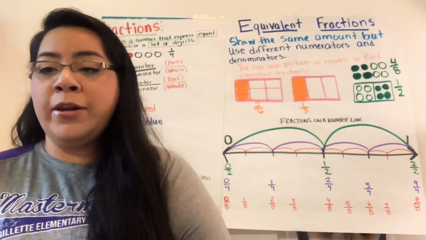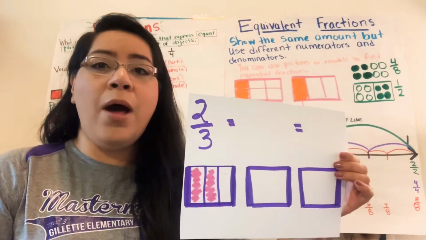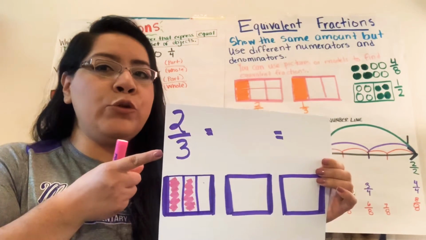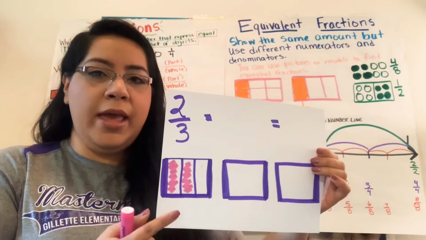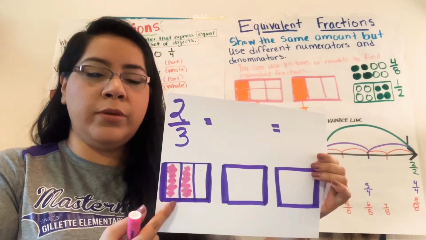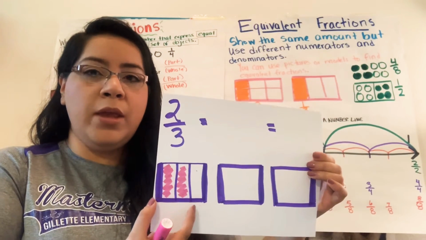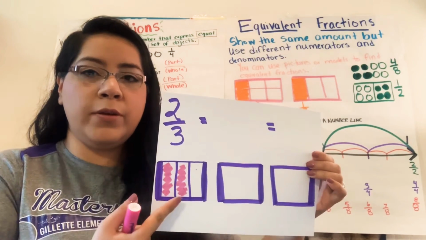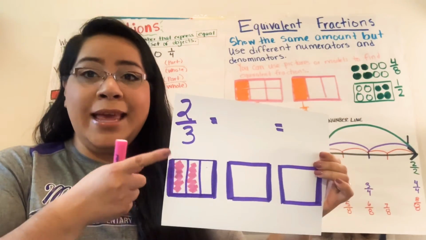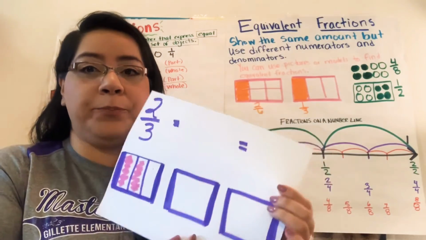Now, literally what they're doing and you're explaining is, how else can I represent this? Now, we have 2/3. I have my bar or my model here. I have 2 parts out of 3. So I have to figure out 2 other different ways that I could represent 2/3, but with a different numerator and a different denominator.